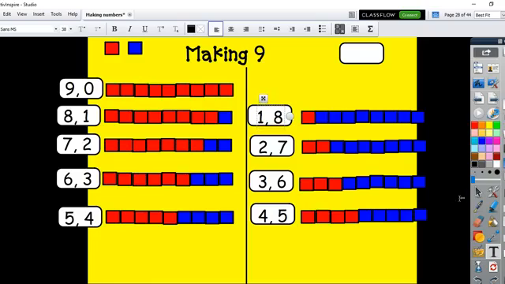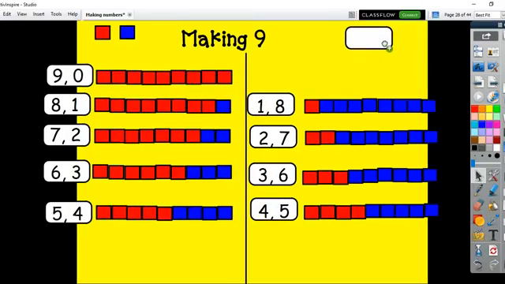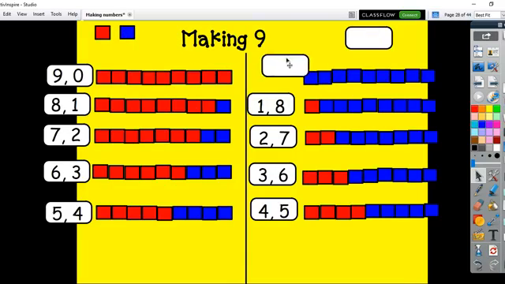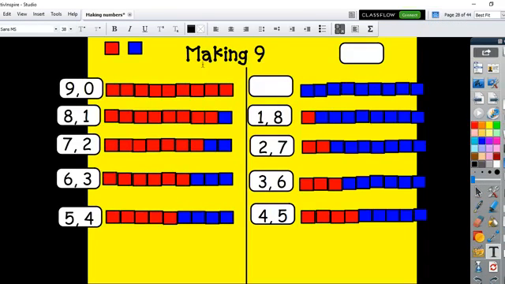And then our final one, just like the top one, we won't have any reds. We'll have all 9 blues. So I'm just going to pull down 9 blue squares. So 1, 2, 3, 4, 5, 6, 7, 8, 9. So I have 9. And I don't have any reds, so my number pair would be 0 and 9.